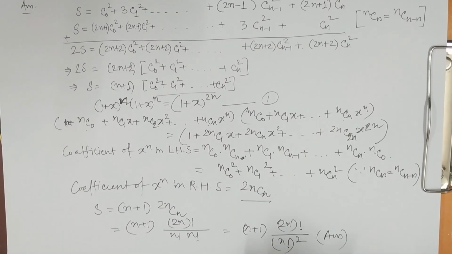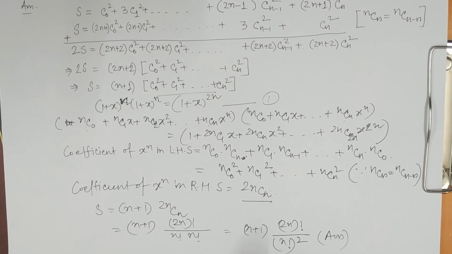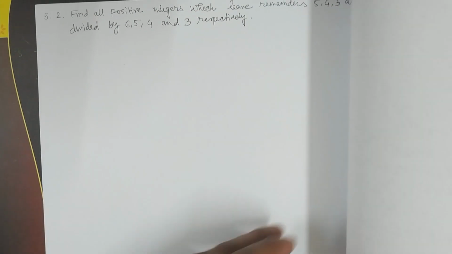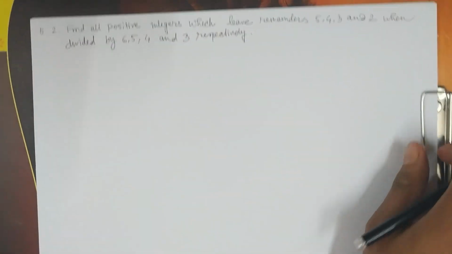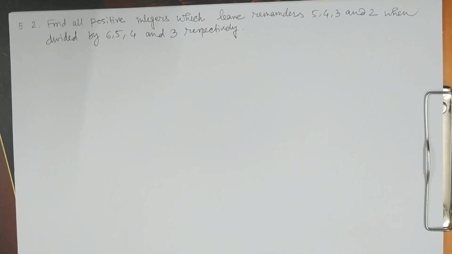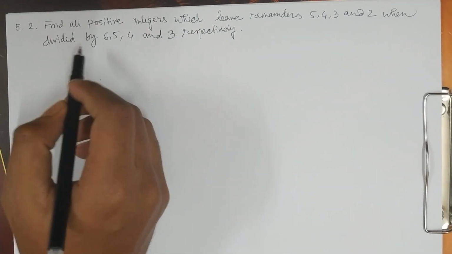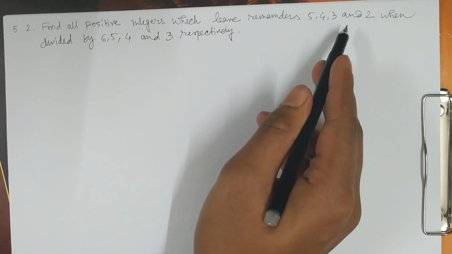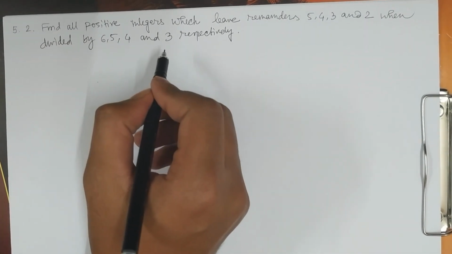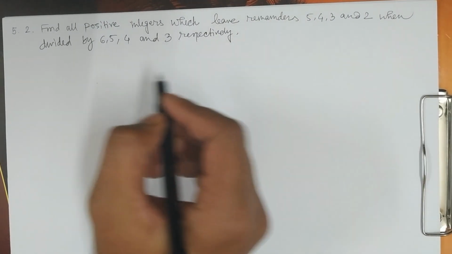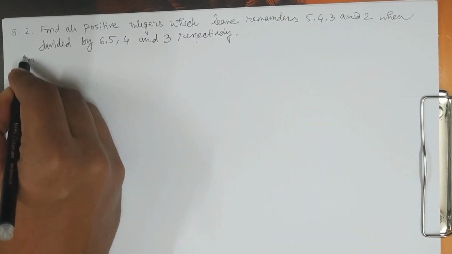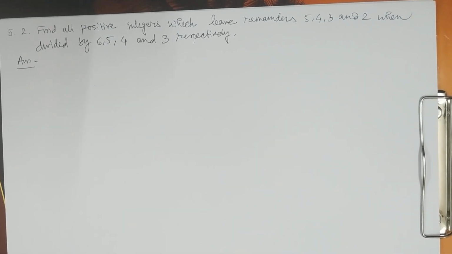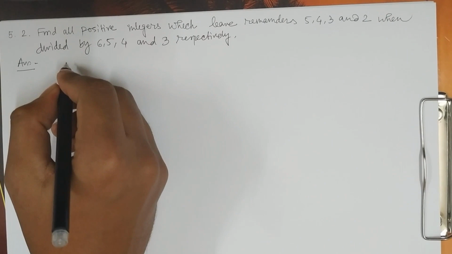Now we move to our next question, which is question number 2 of miscellaneous. We are asked to find all positive integers which leave remainders 5, 4, 3 and 2 when divided by 6, 5, 4 and 3 respectively. The question is a bit tricky. As you know, you can solve it by the Chinese remainder theorem, but here we can also do it directly.